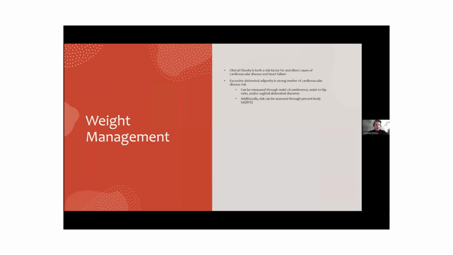Excessive abdominal adiposity, right? The one that sits around our abdomen is a strong marker of cardiovascular disease. And this can typically be measured through a waist circumference, right? So measuring our waist circumference, measuring our waist to hip ratio, or if we ask our doctor, we can get a sagittal abdominal diameter through an MRI scan.